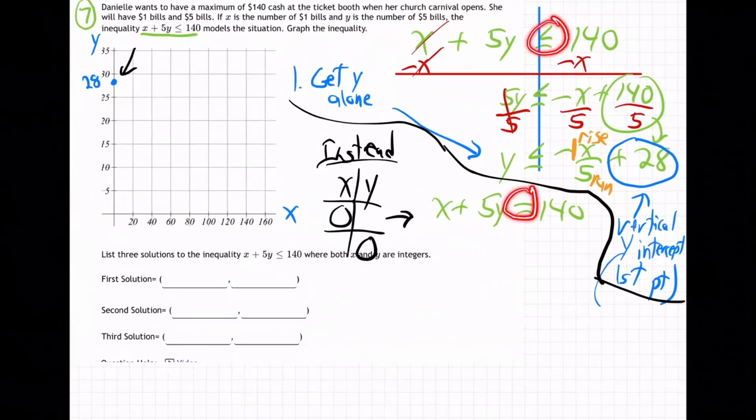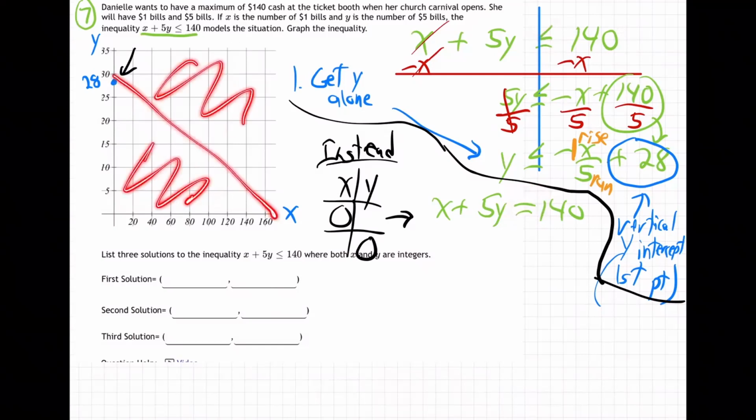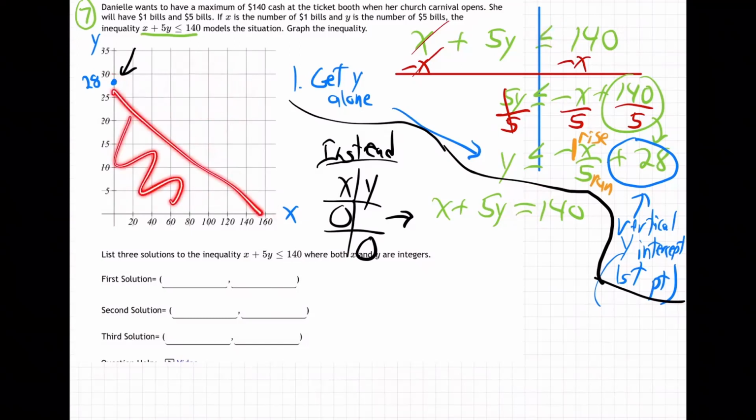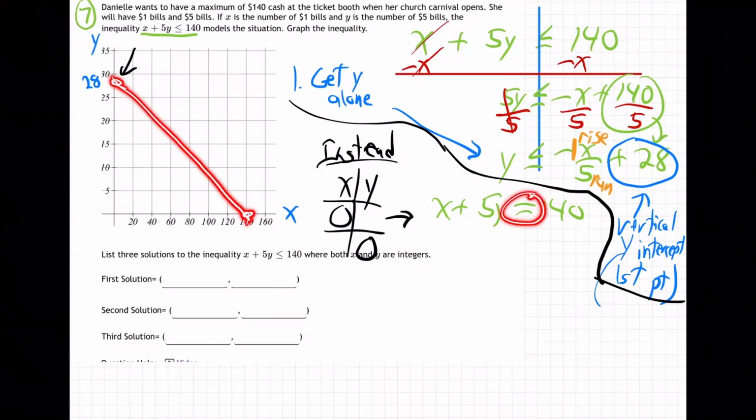I know, because right now I'm trying to find points on the line. Remember, the line is the equals part, right? And then the greater than or the less than, that's the shading above or below the line. In this case, it's going to be below. I'm trying to find 2 points right on the line right now, so I want the equals version.